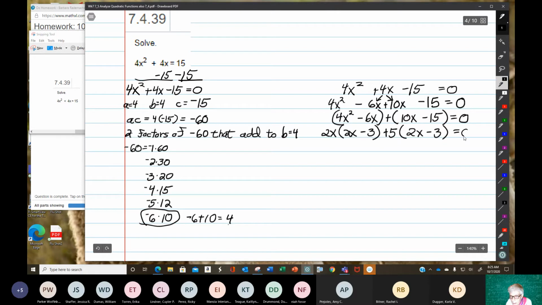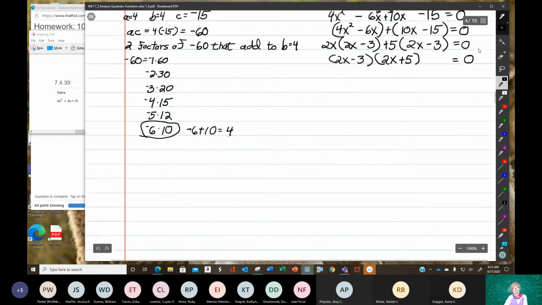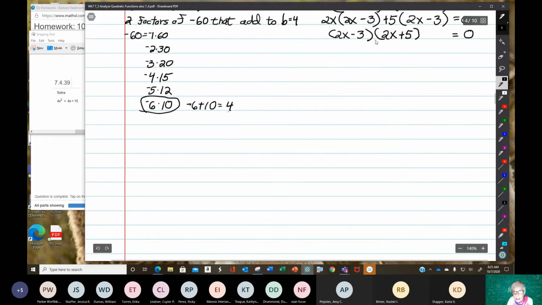And don't forget your equals 0, but I'm still factoring. Now 2x minus 3 occurs on both sides of the plus sign, so it becomes the GCF. 2x minus 3 times the leftovers, that's what I call them, the leftovers, 2x plus 5. Now that's the factorization, but recall that when you solve a quadratic equation, you have to go beyond just factoring to setting each equal to 0.